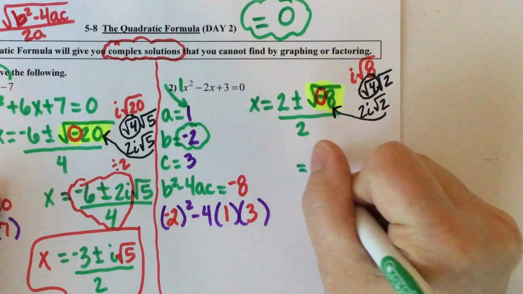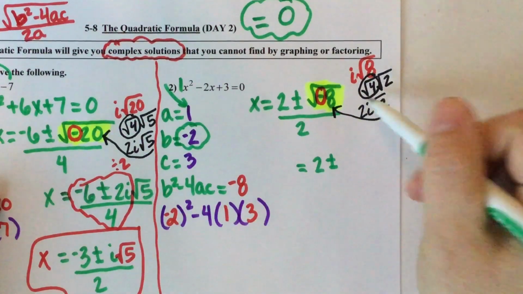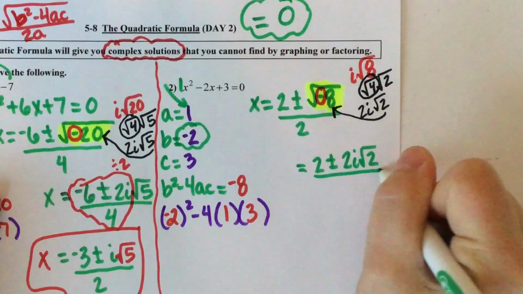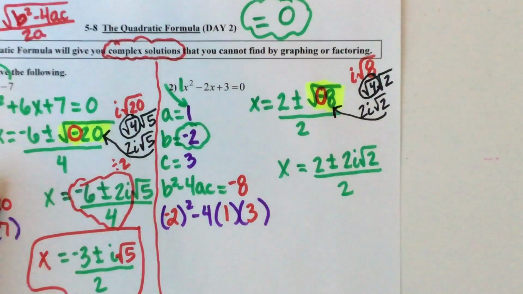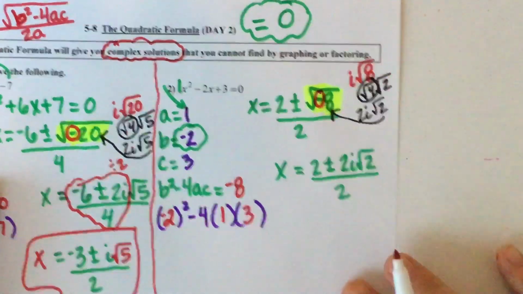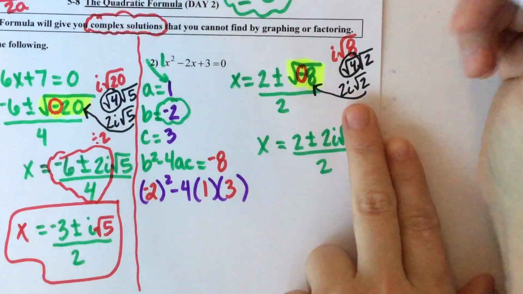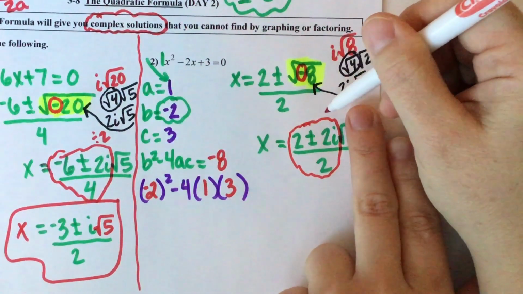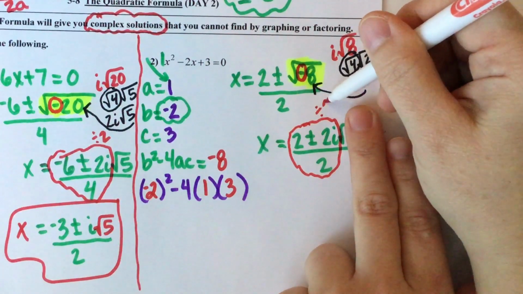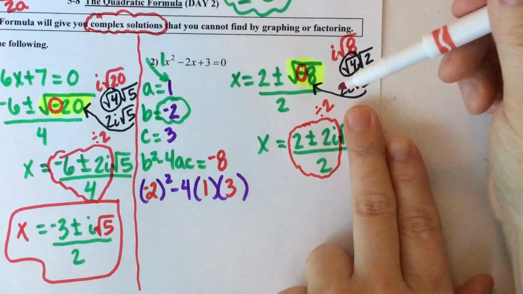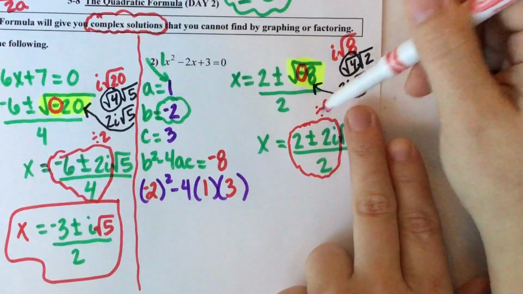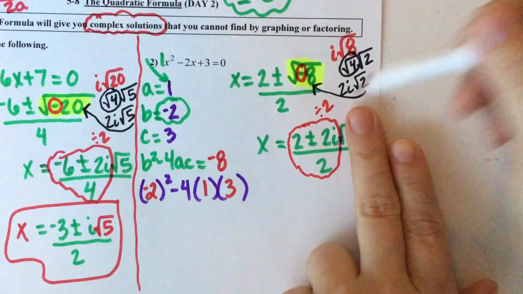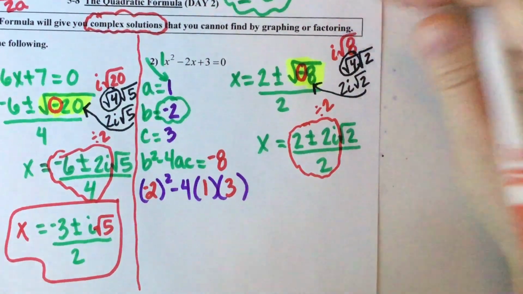So I've got 2 plus minus, and I'm replacing this with 2i square root of 2, and then all over 2. Okay, so at this point, I'm just looking to see if I can simplify it a little bit. If I look at these 3 front numbers, can I divide them all by something? Yep, I can divide them all by 2. Now that's been a kind of a common theme, dividing them all by 2, but sometimes you can divide them all by 4, sometimes you can divide them all by 3. It just depends on the number combination.